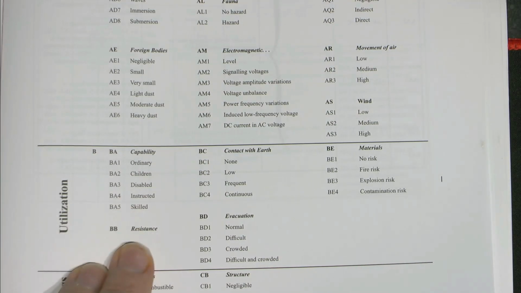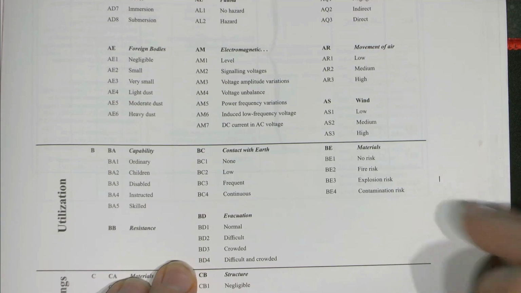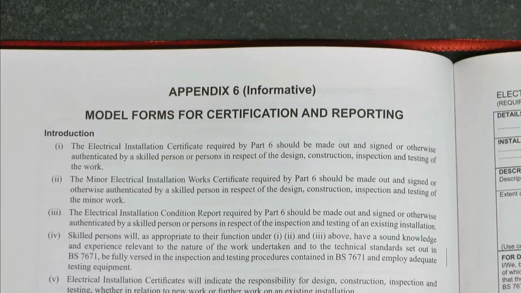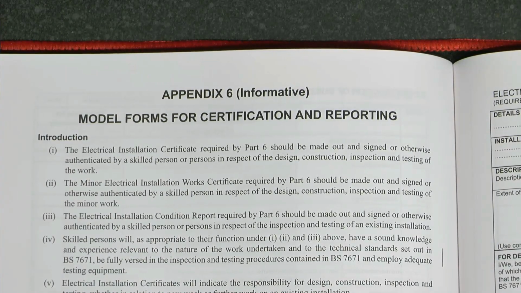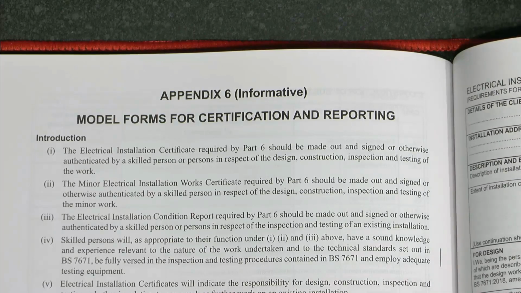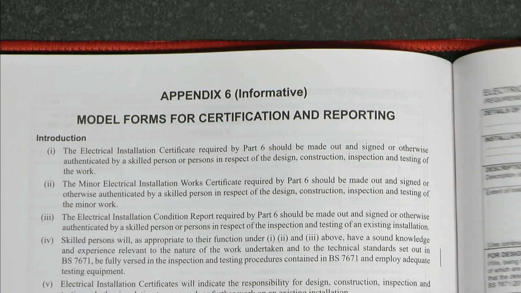In terms of the rest of it, though, pretty much the same. That's the only mark there that's changed, so just changing of the word there. Now, Appendix 6, the model forms, we've already covered in the Part 6 video, so I'm not going to do that here again because we've done it before, so just see the Part 6 video for that. Now, Appendix 7 has been deleted, as we saw at the beginning.